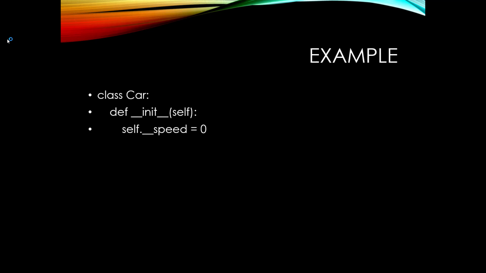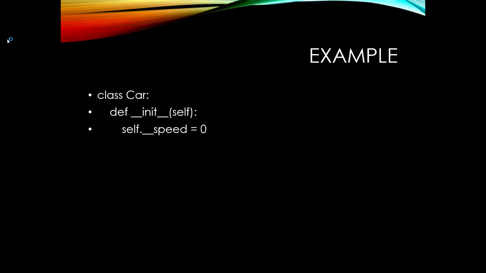Here is an example. We have a class Car. We are creating a constructor, and inside it we are creating a private variable. self.__speed equals 0. Yes friend, a private variable is declared like this, double underscore, then the variable name. We are protecting the speed variable from direct access. We can add methods like getSpeed and setSpeed, also known as getters and setters, to safely interact with it.